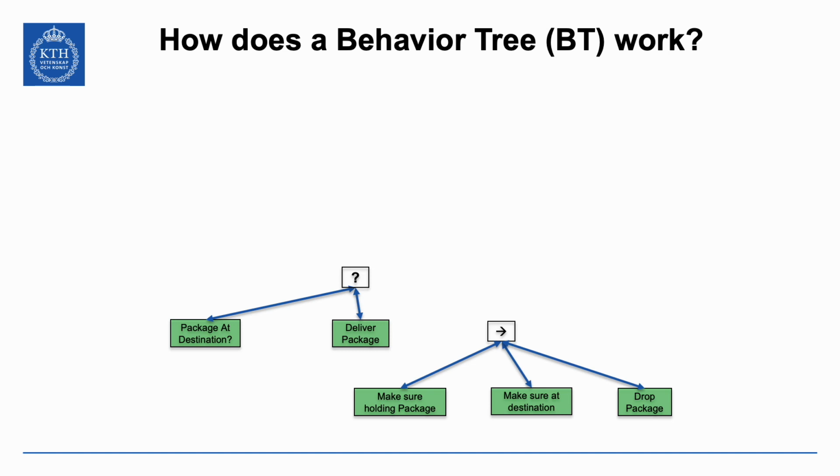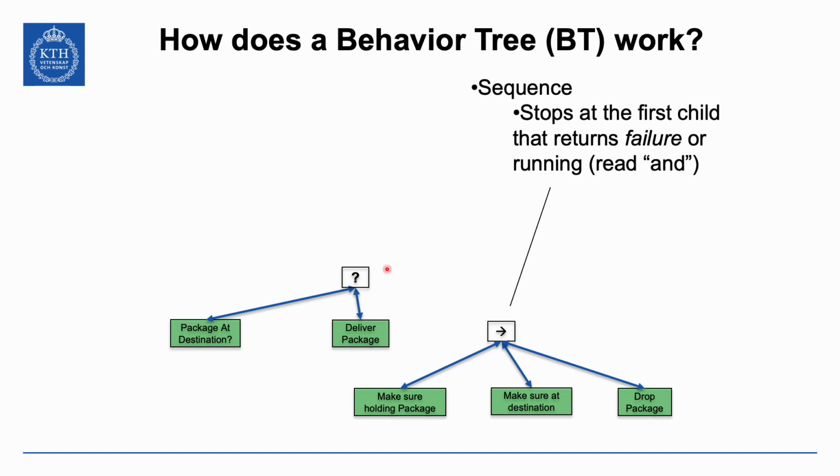So how does a behavior tree work? I think most of you know this, but just a quick recap. There are two fundamental composition nodes: the sequence that stops at the first child that returns failure or running. And you can read it as and. So here you want everything to succeed. So no stopping at failure and running. So you progress at succeed.